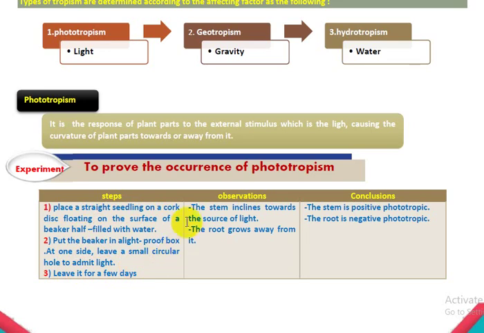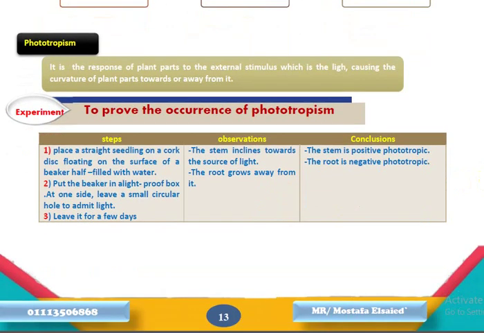The observation is the stem inclines towards the source of light, so the root goes away from it. The conclusion is the stem is positively phototropic and the root is negatively phototropic.